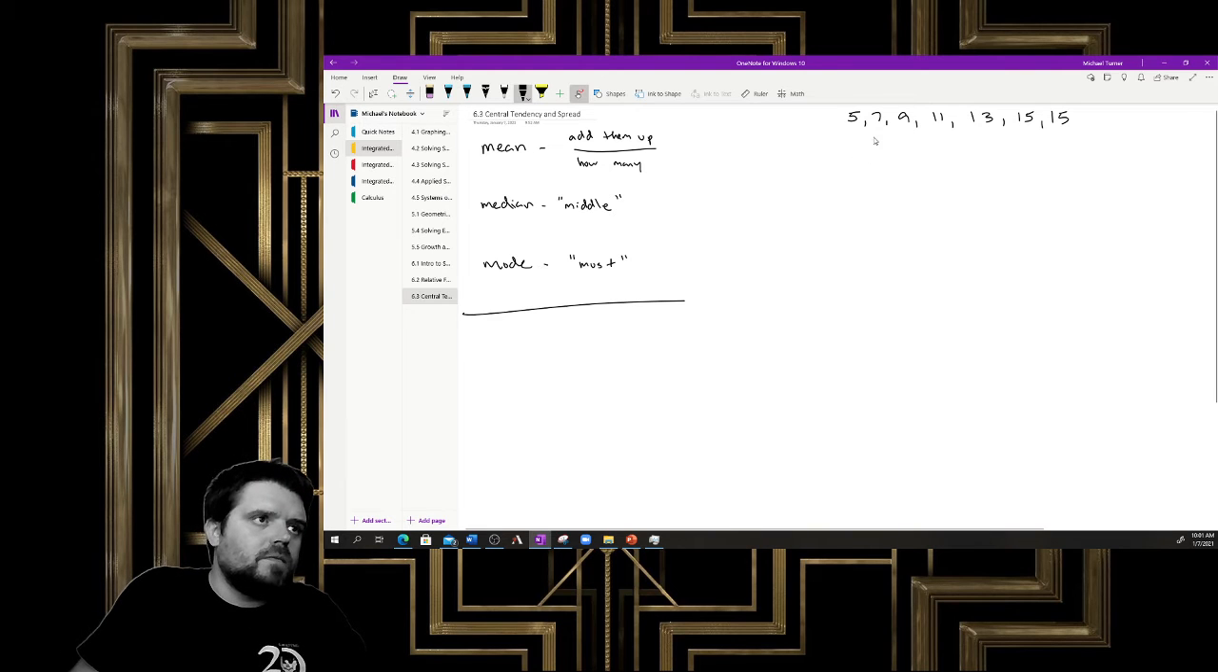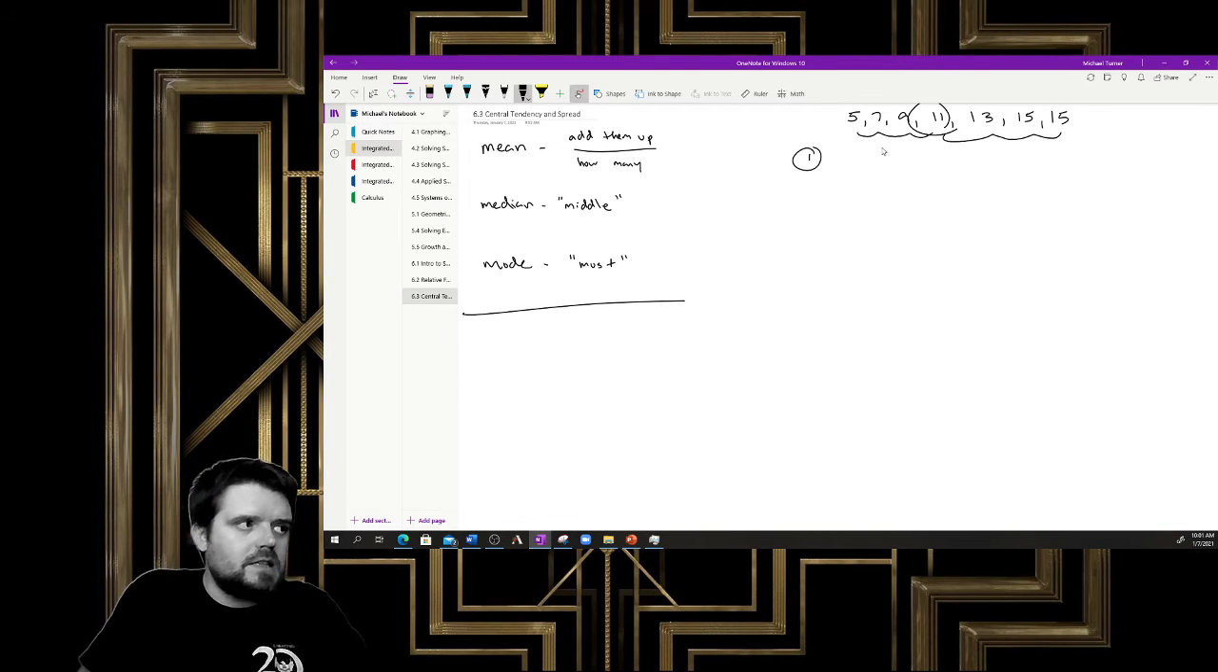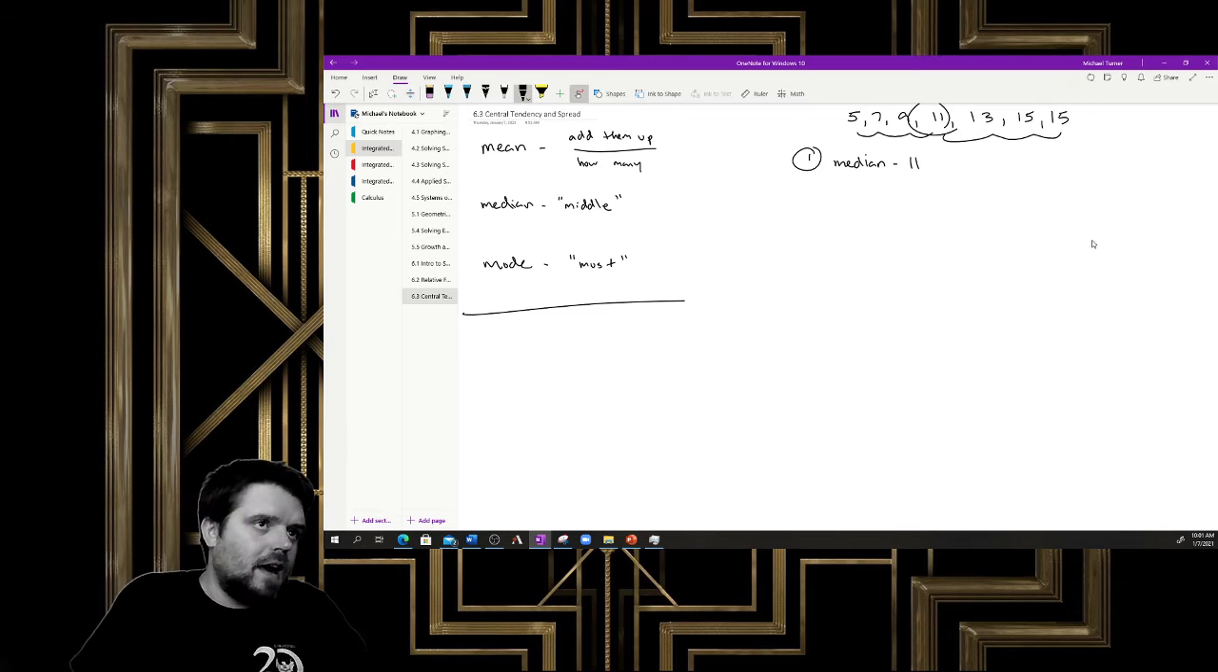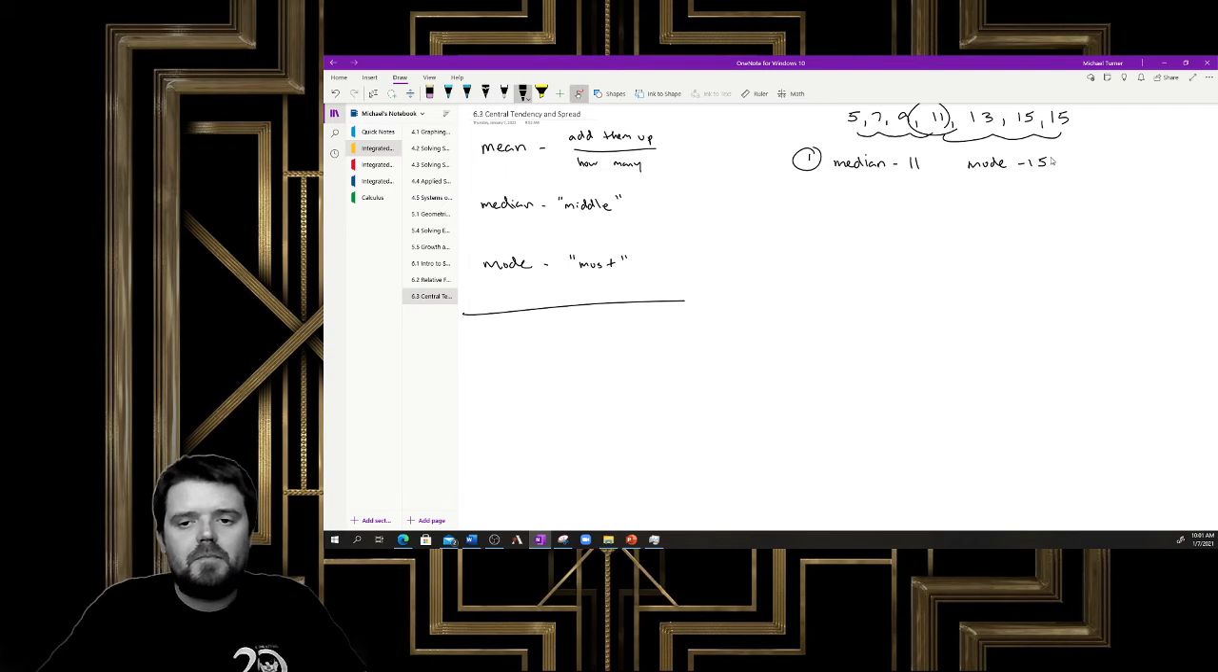Median's the number in the middle. So here I have an odd set of data. If I'm going from left to right, 1, 2, 3, and from the right, 1, 2, 3, so 11 is the number in the middle. If I asked you to identify each of these three central tendencies, the median would be 11. Similarly, mode doesn't really require me to do any math. I'm just looking for what number occurs most frequently. Every number occurs once except 15, so the mode would be 15.